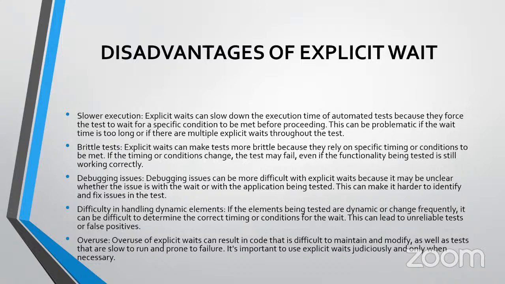And the last disadvantage we have here is overuse. Overuse of explicit wait can result in code that is difficult to maintain and modify, as well as tests that are slow to run and prone to failure. It's important to use explicit wait judiciously and only when necessary. So here are some of the disadvantages of explicit wait.